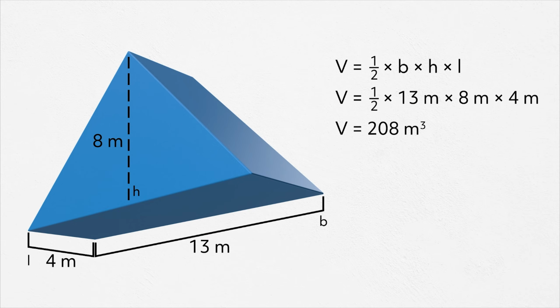We have a triangular prism with a height of 8 meters, a base of 13 meters, and a length of 4 meters. All we have to do is plug our numbers into our formula, then solve. So we have volume equals 1/2 times base times height times length. And once we solve, we get our answer, which is 208 meters cubed. It's important to know that when dealing with volume, we'll always have cubic units because we're multiplying the units by themselves 3 times. Volume of a cube or rectangular prism.